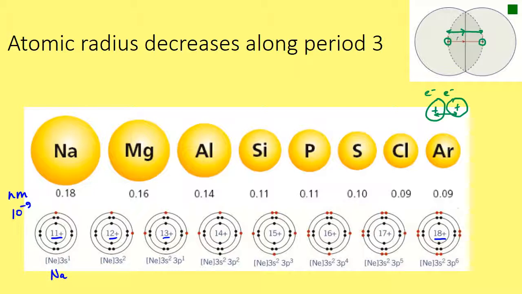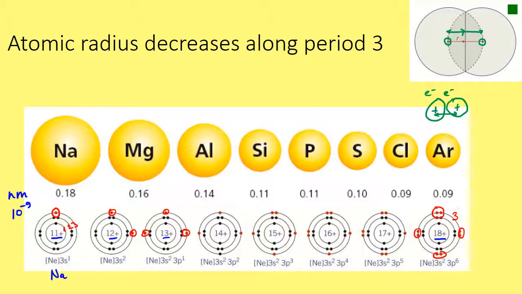So if we have a look at this outer electron for sodium, you can see that's going into the third shell. That's 1, 2, and 3. For magnesium, we've got 2 electrons, but still in the third shell. For aluminium, we've got 3, of course, in the third shell, etc., until we get to argon, where we've got 2, 4, 6, 8 electrons, but all in the third shell.